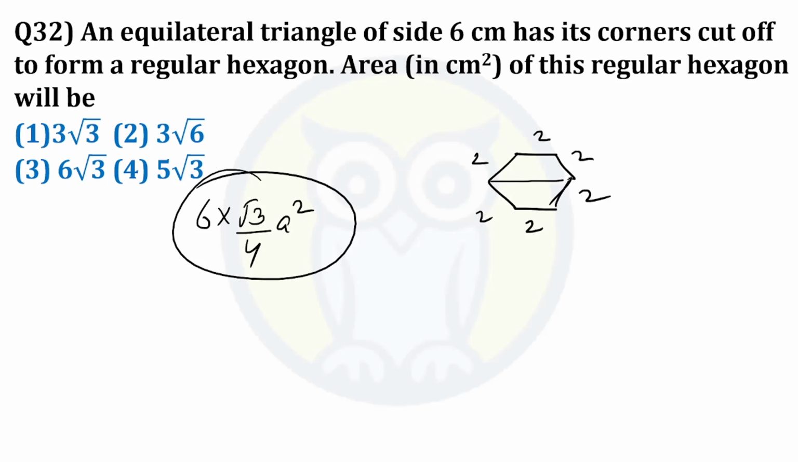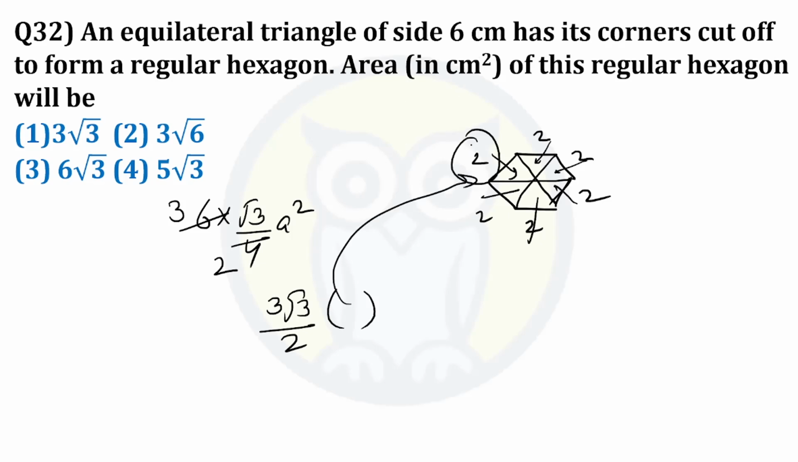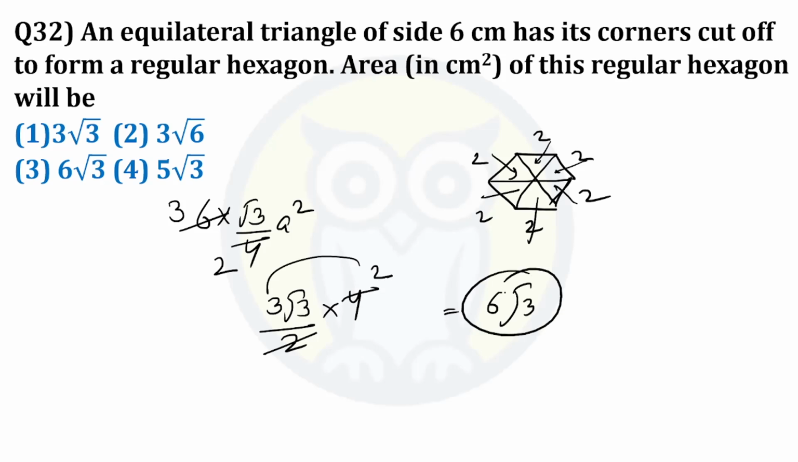Regular hexagon, which is made of six equilateral triangles. The area of one triangle is root 3 by 4 a square, and when we multiply by 6, the 2 cancels, so we get 3 root 3 by 2 a square. Here the side of the regular hexagon is 2, so 2 square is 4, the 4 cancels, and we get 2 into 3, which is 6 root 3. So 6 root 3 is the correct answer of this question.